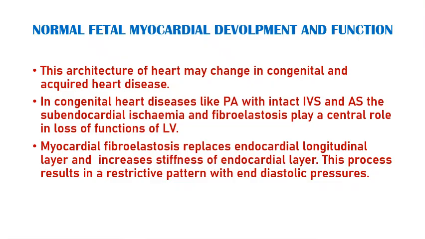This architecture of the heart may change in congenital and acquired heart diseases. In congenital heart diseases like pulmonary atresia with intact IVS and aortic stenosis, subendocardial ischemia and fibroelastosis play a central role in loss of function of the left ventricle. Myocardial fibroelastosis replaces the endocardial longitudinal layer and increases the stiffness of the endocardial layer. This process results in a restrictive pattern with raised end diastolic pressures.